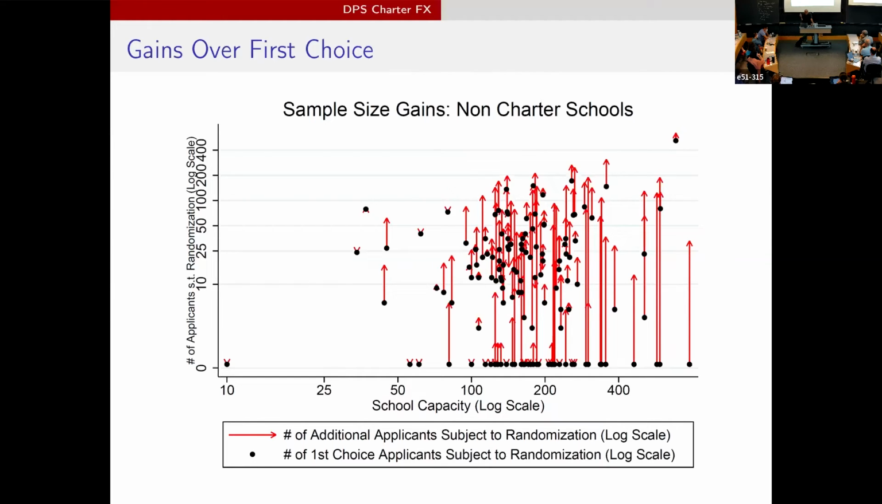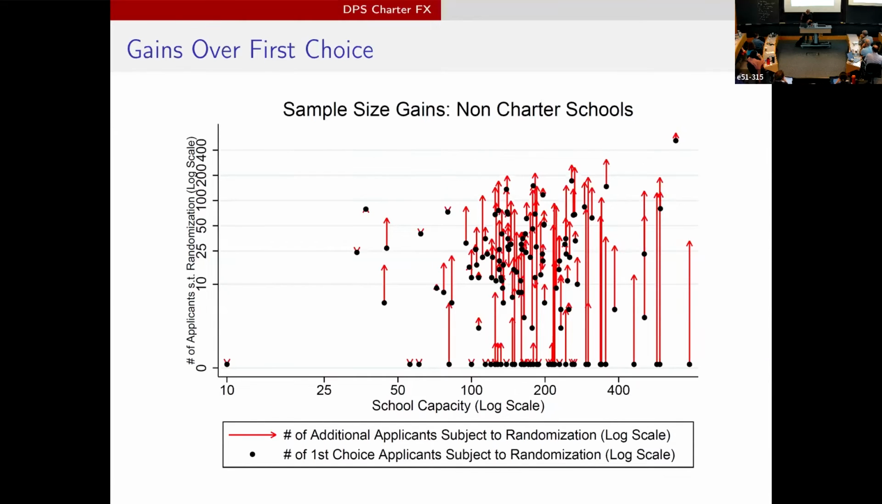The way to read this is each point here is a school. It's ordered by the school's capacity. This is a log scale capacity on the x-axis. The dot is the number of first choice applicants subject to randomization. So any dot here that's at 0 means we didn't have an experiment when we focused on first choices.